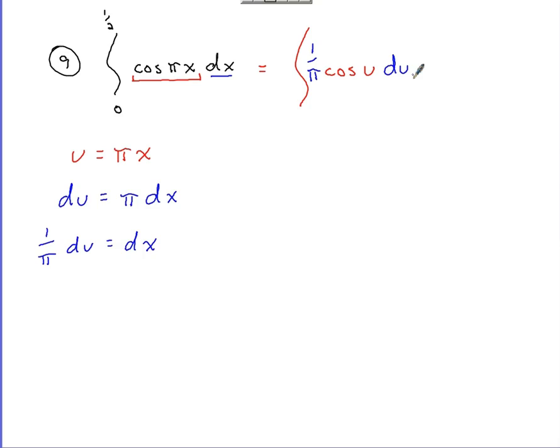Need to adjust for your interval, right? We've got 0 that we've got to plug into this equation. Got pi times 0, which is 0. Got 1/2 that I have to plug into this equation, so pi times 1/2 is pi over 2.